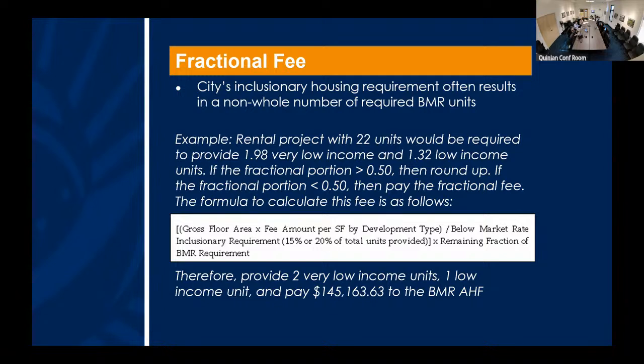So therefore, for this kind of project, we would require 2 very low income units because we're rounding up, and 1 low income unit because we're rounding down that one. And then they would have to pay $145,163.63 to the BMR AHF fund to represent that 0.32. That would be the full BMR requirement.